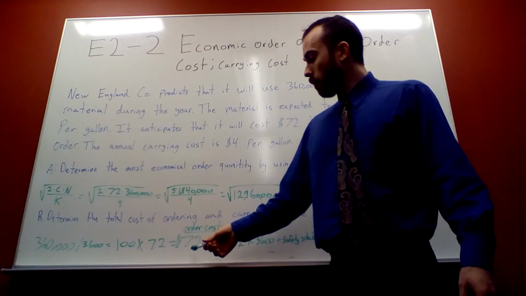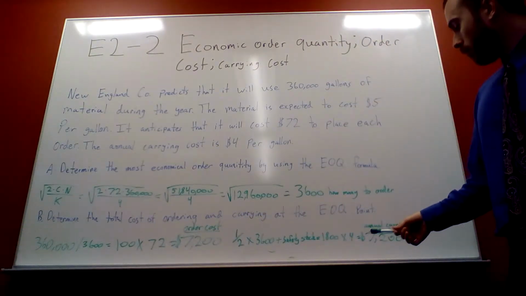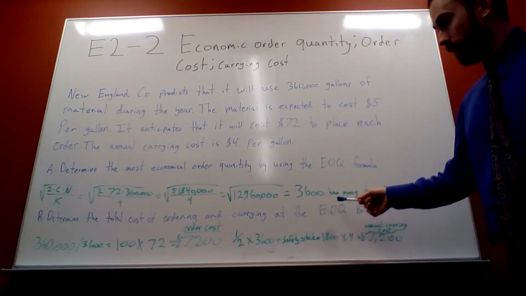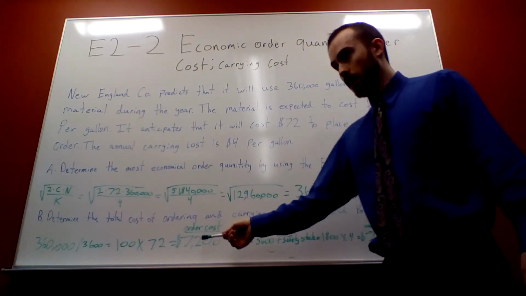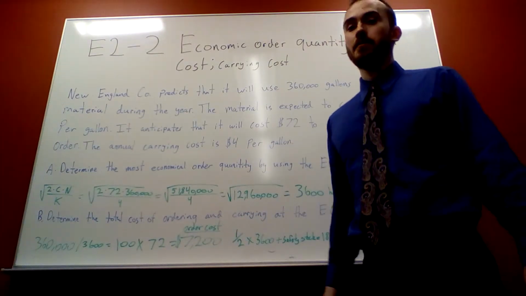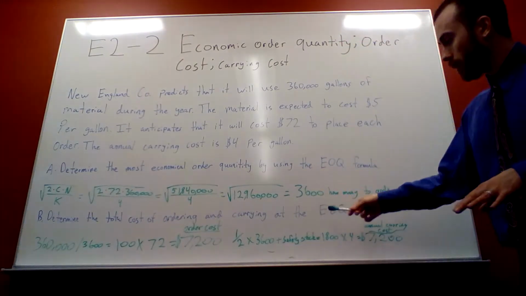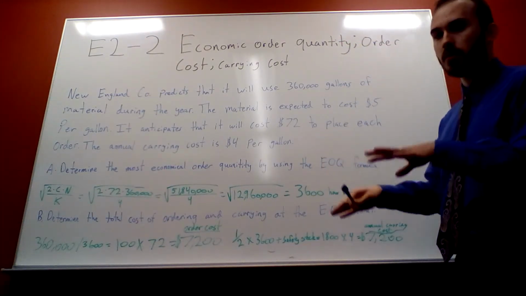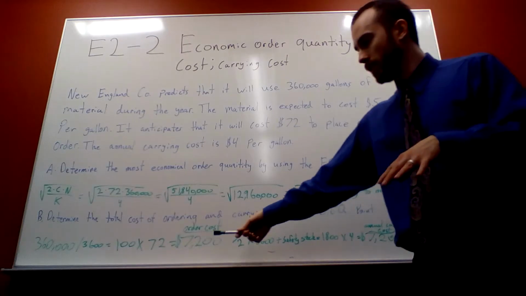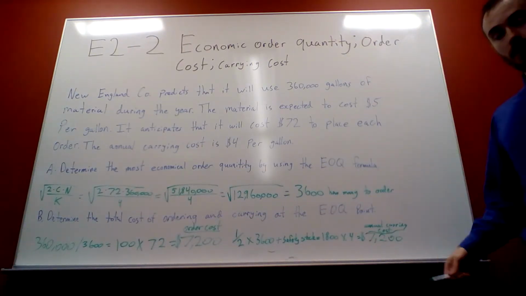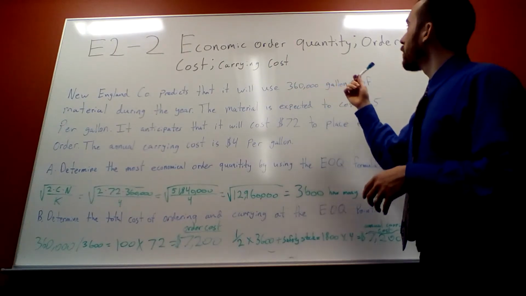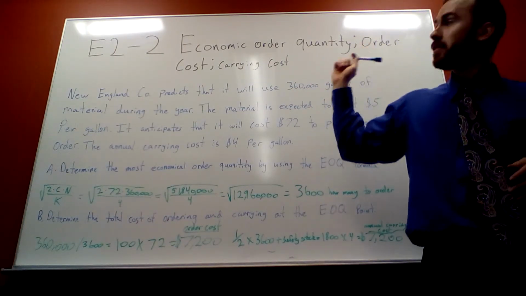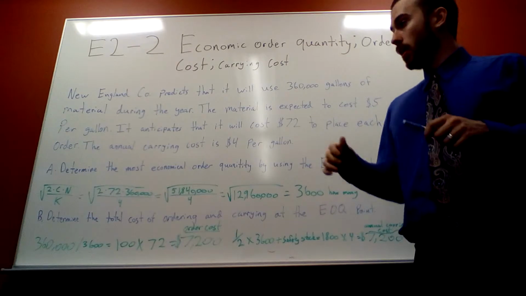But if we ordered a little bit at a time and did a lot of orders, we could lose money, because this would go down, but then our order cost would be tremendously high. And so the EOQ gives us the perfect middle amount, where we don't spend too much on this or too much on that. And that was example 2-2, economic order quantity, order cost, and carrying cost.